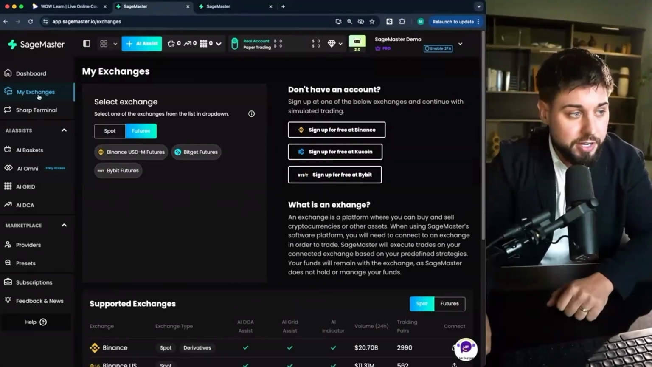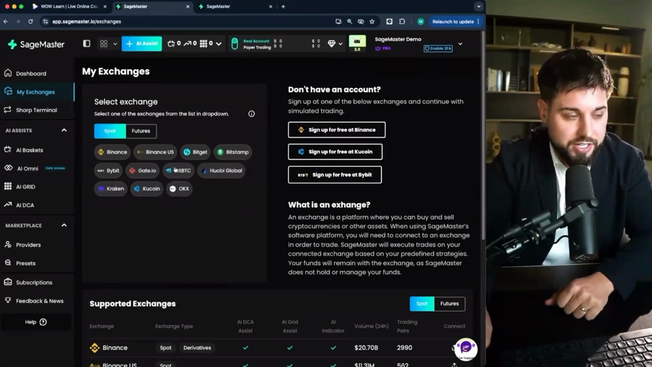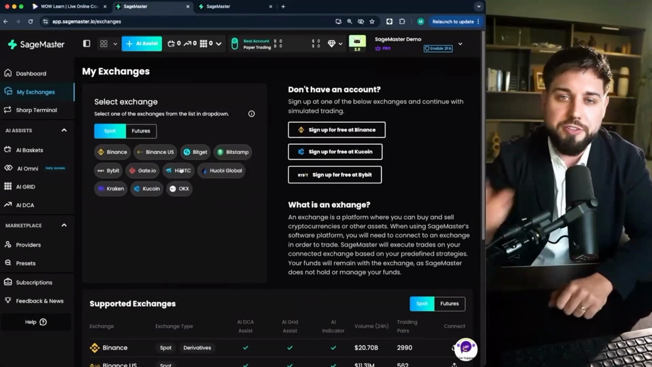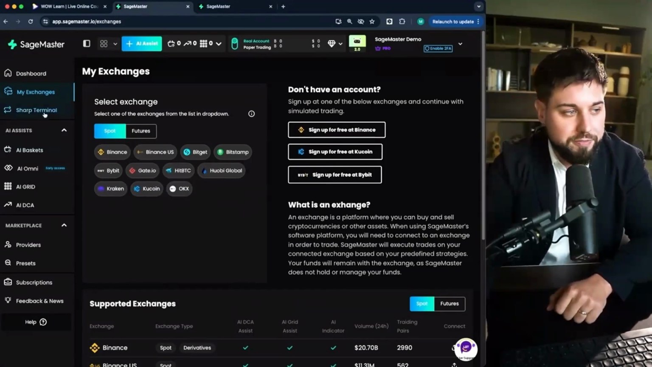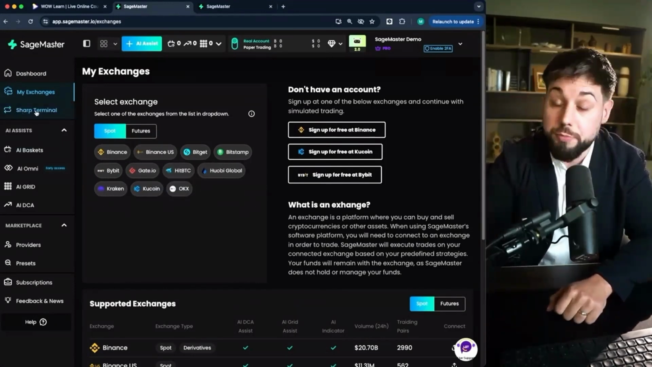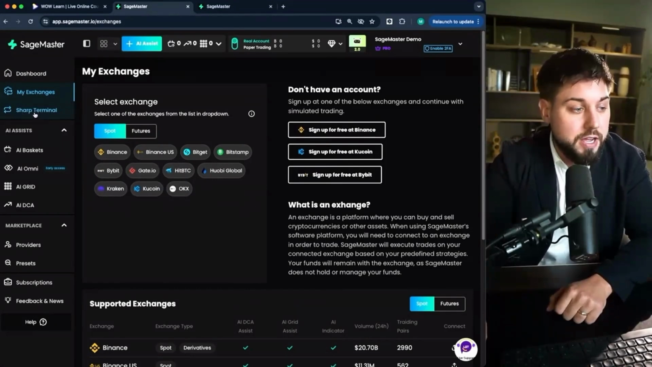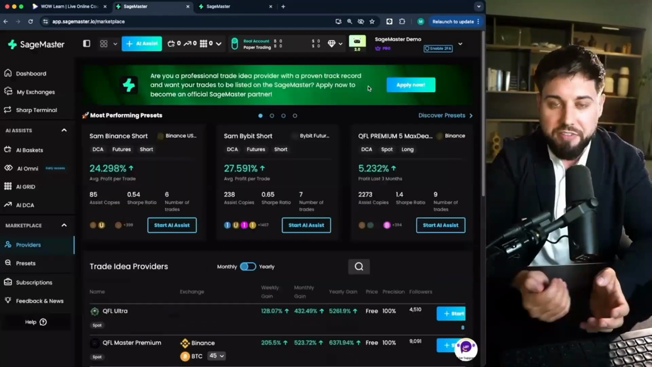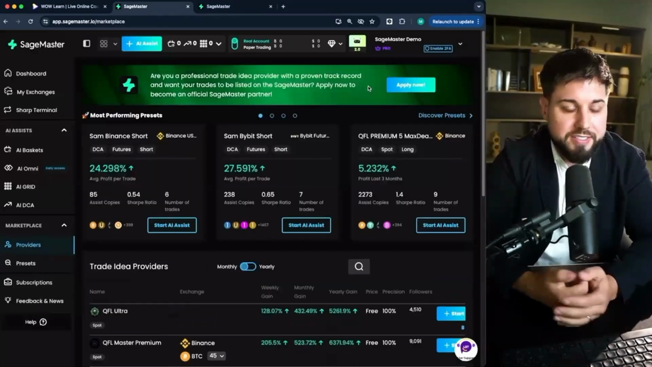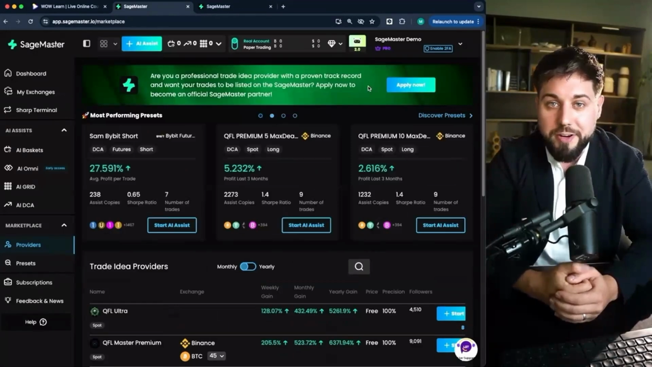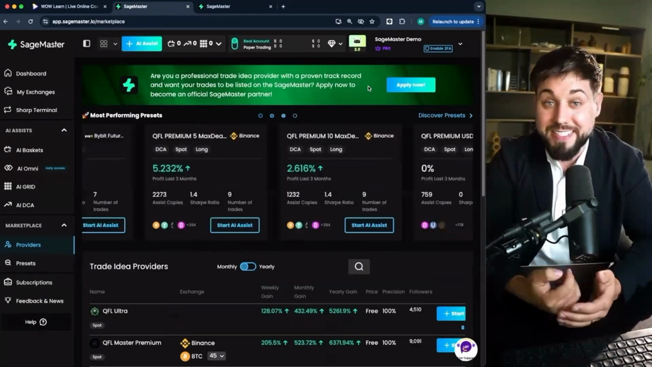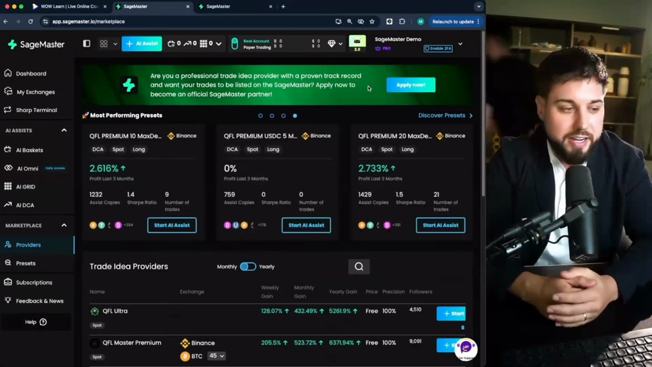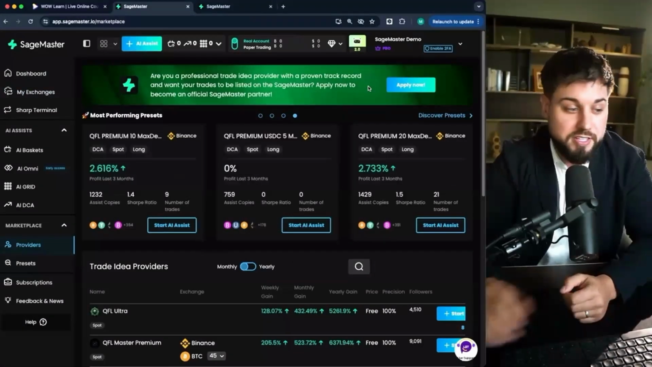So as I go to my exchanges, you can see I can connect one or more exchanges. And after that, there's a few features I can start to use if I'm not visiting the Sharp terminal to trade myself. You can start from the bottom here where we're talking about providers. There's a variety of marketplace providers who provide insights, their expertise, and data, for us to be able to make smart decisions.